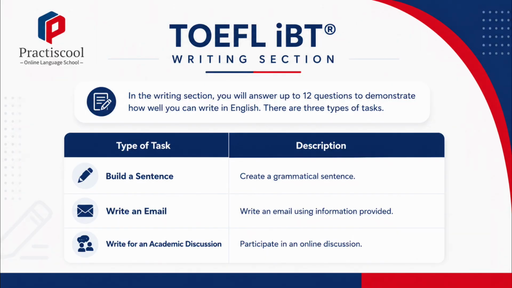Writing section. In the writing section, you will answer up to 12 questions to demonstrate how well you can write in English. There are 3 types of tasks: build sentences or questions, write an email, and write for an academic discussion.